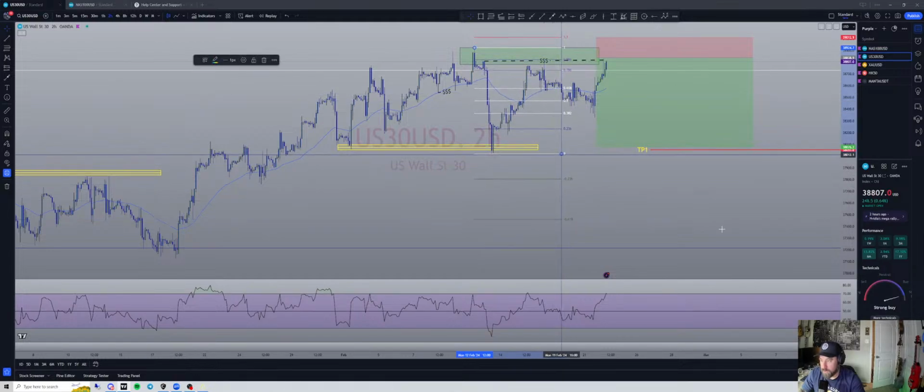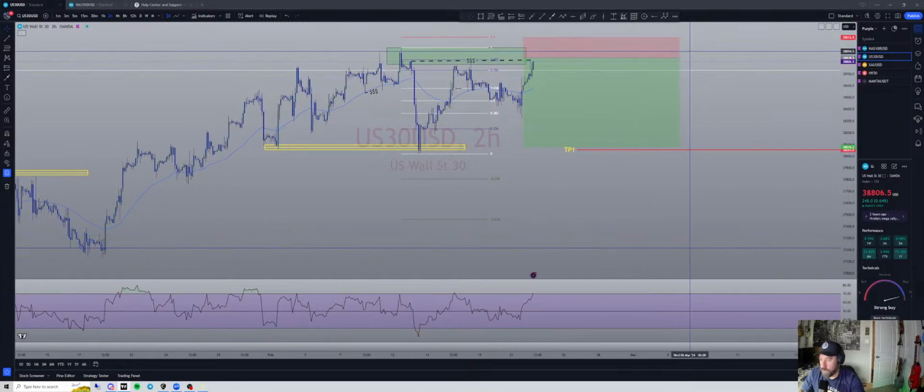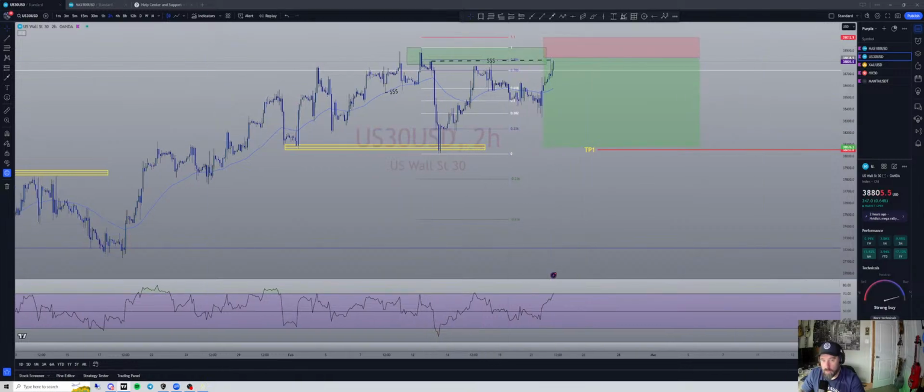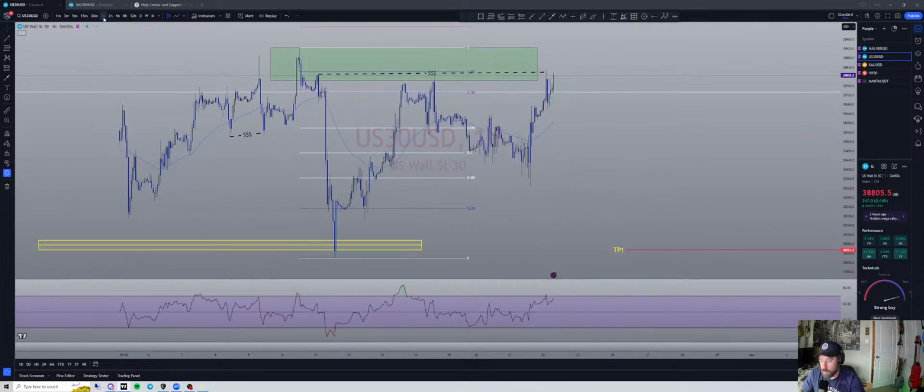So there it is on the daily wick fill, if you want to call that. You want to call it double top. I call it targeting this liquidity before it finds a turnaround in this area here. We are overbought on the 2 hour RSI. We are overbought on the 1 hour RSI.